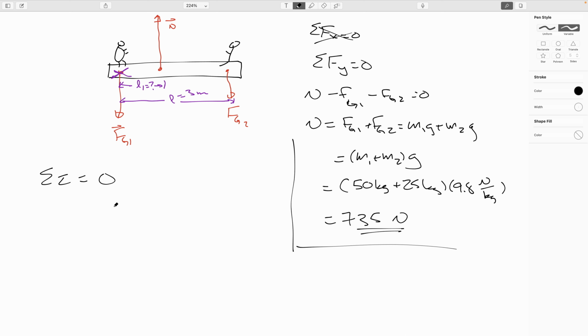So now what's trying to twist our board counterclockwise? Well, about this axis, it's the normal force. And the lever arm for the normal force is L1. What's trying to twist it clockwise? FG2. But now the lever arm is the whole length of the board, L. Now the force of gravity from the heavy kid isn't trying to twist it about this point at all, for the exact same reason. The line of action is going through the axis of rotation, so the lever arm is 0.